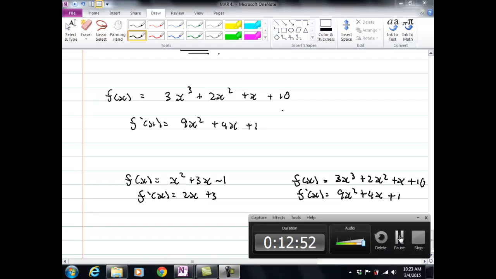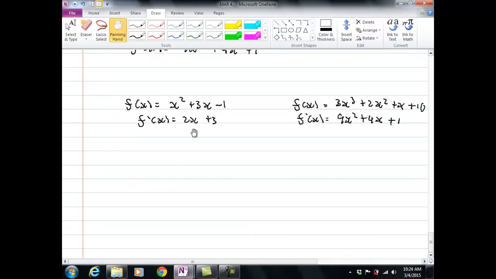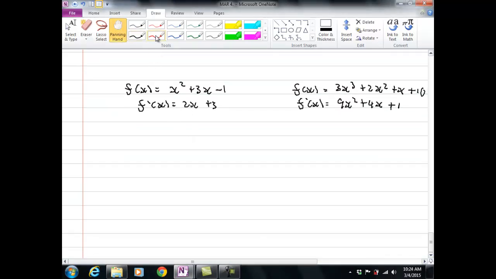Let's see if you can figure out the pattern. A lot of you say, hey, the pattern is this. Some of you said, let's take this 2 multiplied by the coefficient, and then we subtract 1. What you just did was something called the power rule.